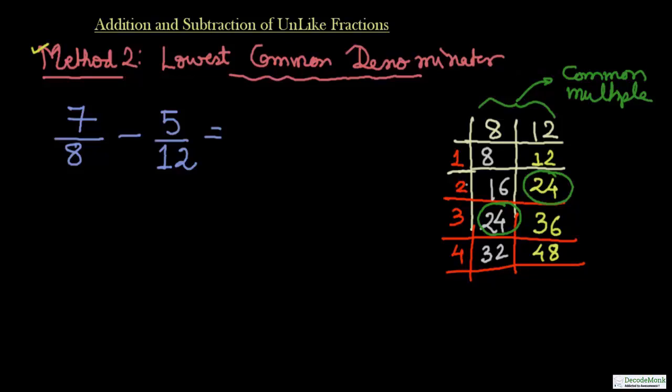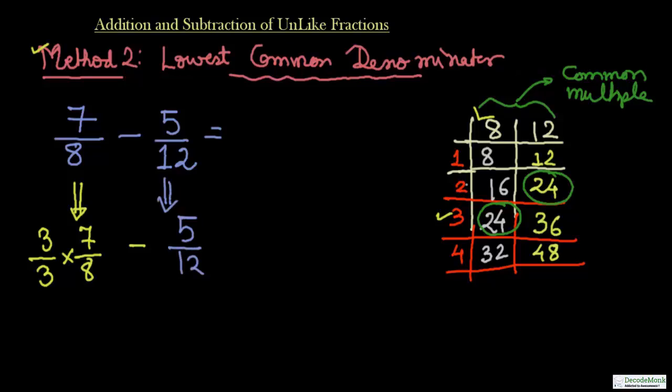Now let us convert these given fractions into their equivalent fractions. 7 by 8 is to be multiplied by 3, since 8 threes are 24. You can see that 8 is multiplied by 3 to get 24. So we need to multiply by 3, and because we are multiplying the denominator by 3, we have to multiply the numerator by 3 also. Minus sign in between, and then 5 by 12.